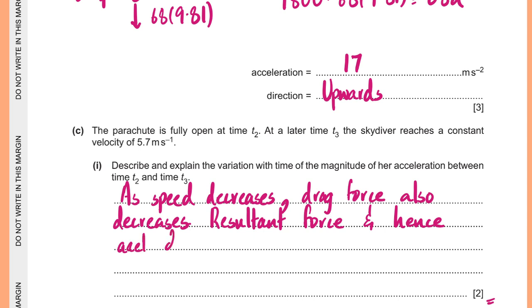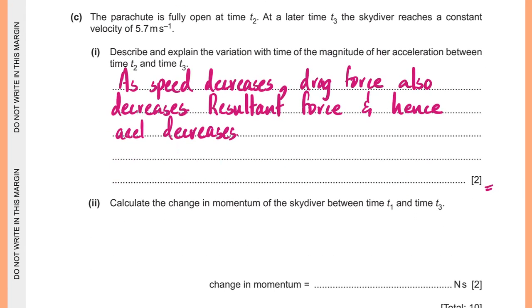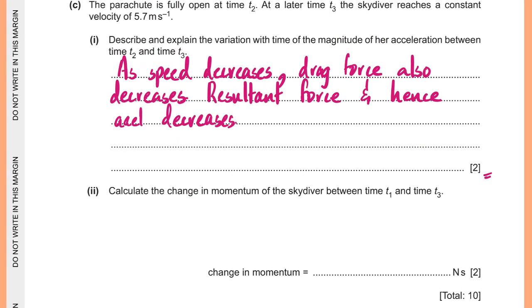So acceleration also decreases because of the same reason. Then it says calculate the change in momentum of the skydiver between T1 and T3, right? So we know the speed at T1, we know the speed at T3, and if I need to find the change in momentum here, sign convention would not be used because there's no change in direction. In both of the cases, the object was just falling down.